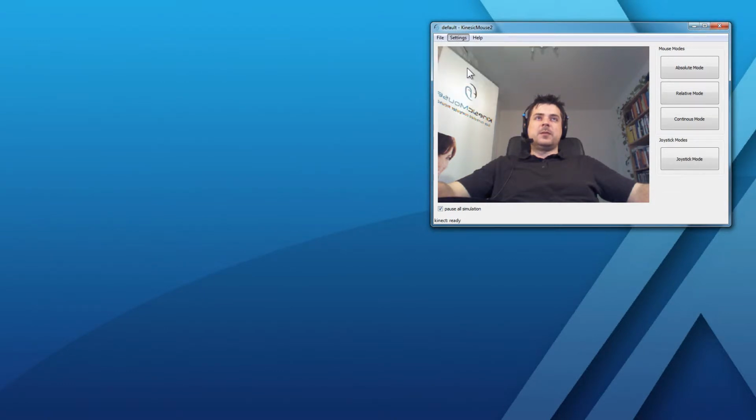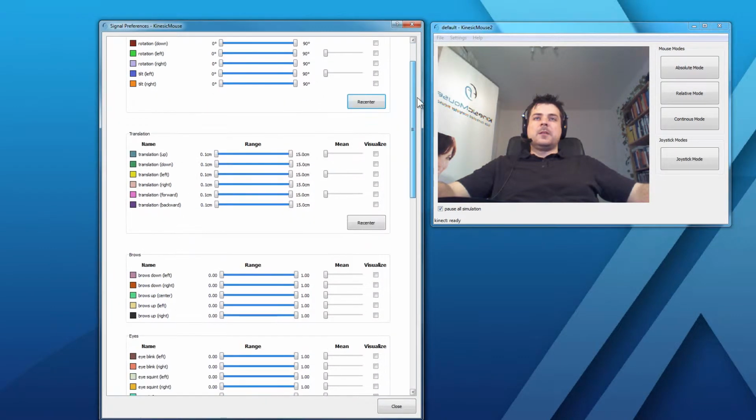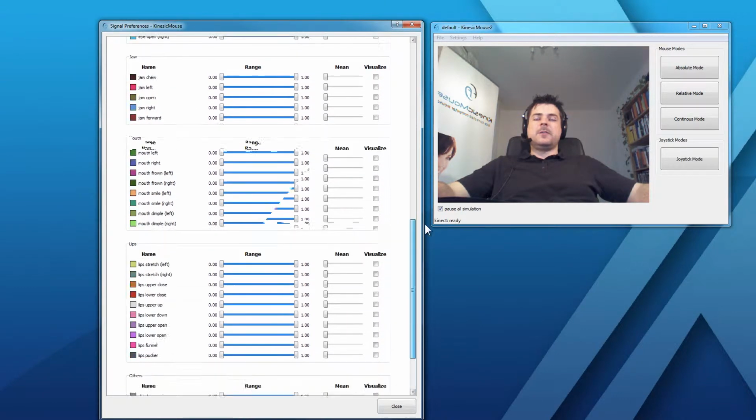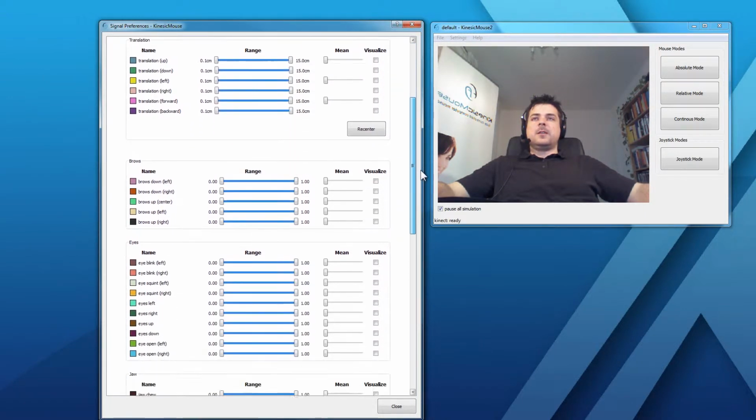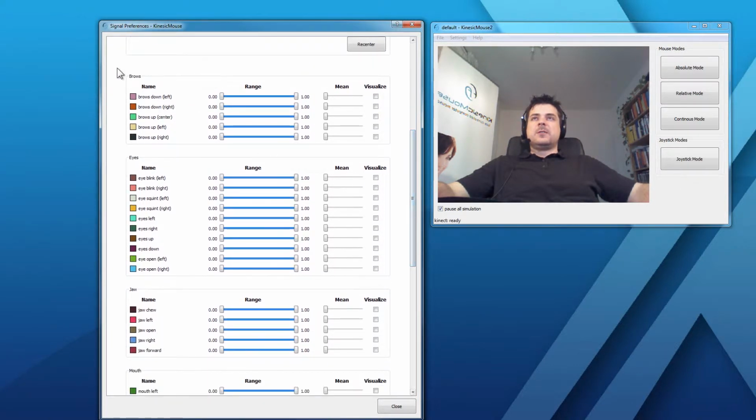You go to Settings, Signal Preferences, and here you can see all the signals that are available in the Kinesic mouse. There are actually three different categories when it comes to signals. The first one are the rotations, the second one are the translations, and following then are the facial expressions, which are also divided into certain areas of your face.